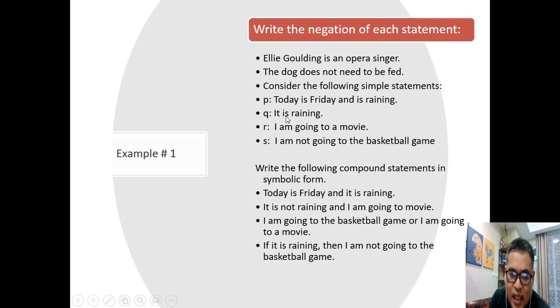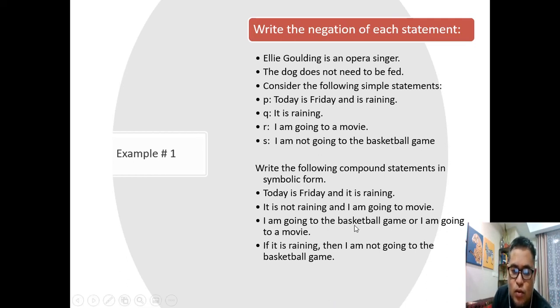Q statement, it is raining. So this is the positive one, the original one. It is not raining, that means you get the negation. So tilde Q, and means conjunction. The symbol is inverted V or caret. I am going to a movie, still the positive statement, the original statement, R. So the correct answer is tilde Q, inverted V, R. So that is now your answer. Congratulations to those students who got the correct answer.